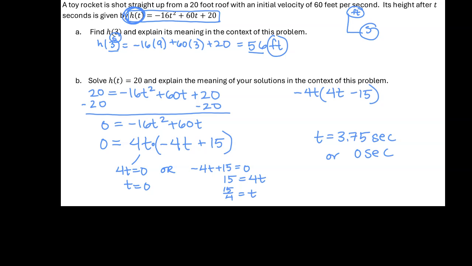If we got a negative answer, that would not be a valid answer, so you will sometimes throw solutions away in word problems just because they don't make sense. Last part, when does the rocket hit the ground?